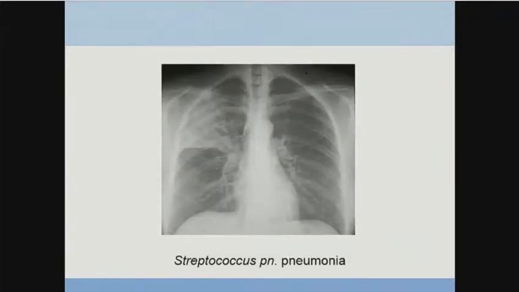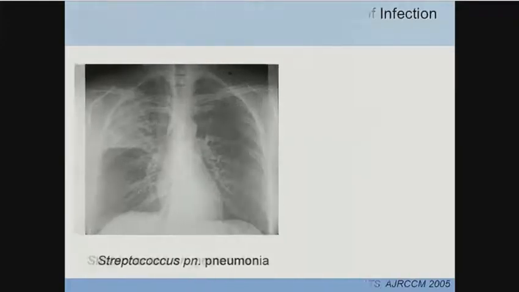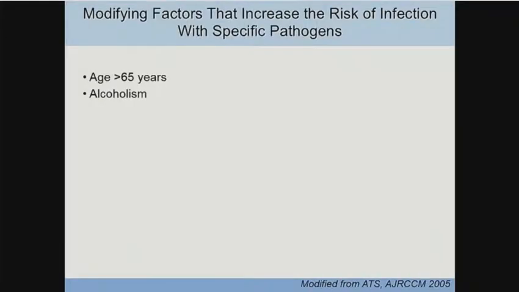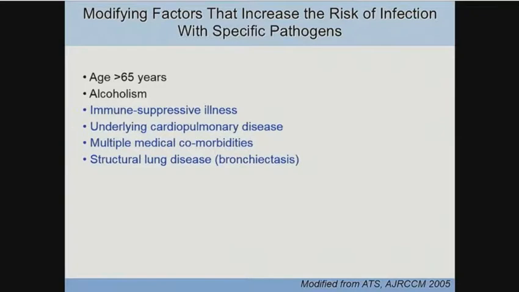So that was in fact a Streptococcus pneumoniae in this case. There are patients that have so-called modifying factors, and these modifying factors would increase the risk of infection with specific pathogens. And these modifying factors are age above 65, alcoholism, then a number of coexisting or underlying diseases such as immune suppressive illnesses, underlying cardiopulmonary disease, multiple medical comorbidities, structural lung disease.